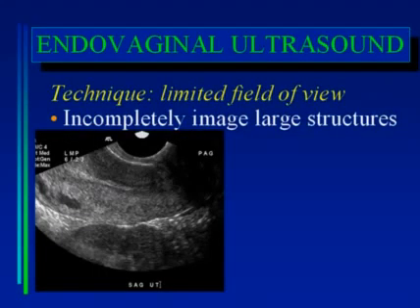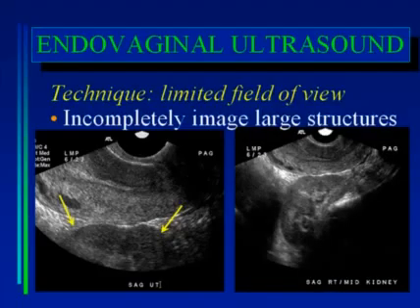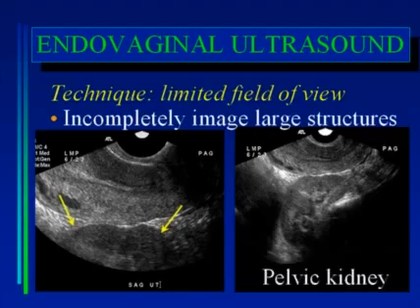Finally, here's another example of incompletely imaging a large structure. Here's a normal-looking endovaginal ultrasound of the uterus with a mass seen posterior to it. Because the leading edge of this mass was seen, the field of view was markedly increased, the depth was markedly increased, and it was actually possible to see the entirety of this mass, which really wasn't a mass at all, but rather a pelvic kidney.